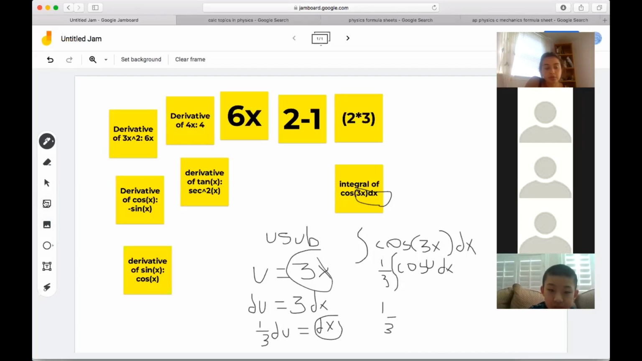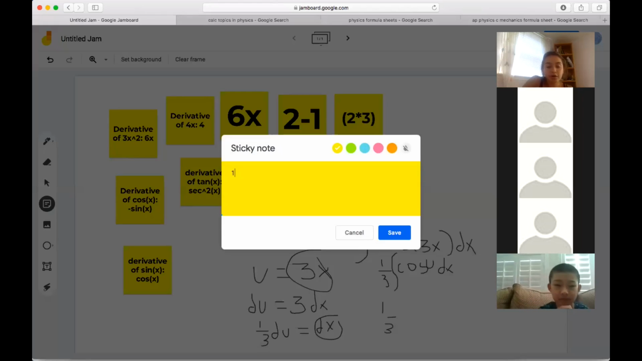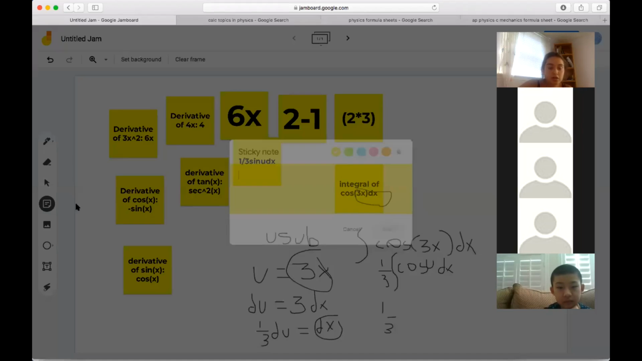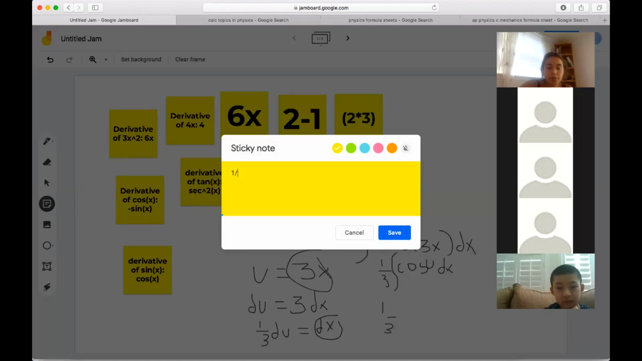I'm going to use a sticky note. 1/3 sine of u dx. But now we have to substitute that. So we just put what u equals, and we have u equals 3x here. So our final answer would be 1/3 sine of 3x.